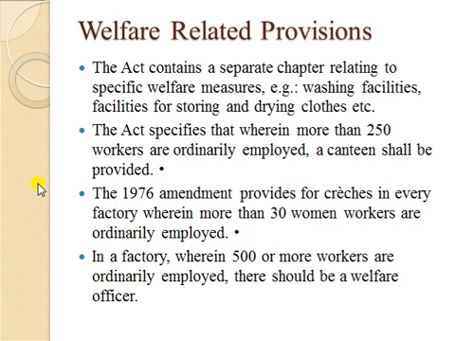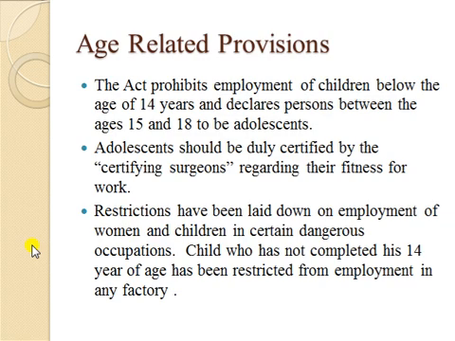This Act also specifies that where more than 250 workers are ordinarily employed, a canteen is a must. So, food facility is important. There is a 1976 amendment which provides for creches in every factory wherein more than 30 women workers are ordinarily employed. So wherever women employees are there, there are some typical provisions. In a factory where 500 or more workers are ordinarily employed, there should be welfare officers. So there must be some person who is taking care of all these things.